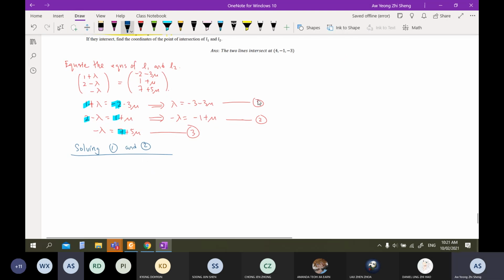Now I pick equation 1 and 2 to solve. So focusing on the equations 1 and 2, you can solve those two linear equations by substitution or elimination, whichever you prefer. I choose 1 plus 2 and find that to be easy. I get 0 on the left. This will be negative 4 minus 2 mu, which means 2 mu is minus 4, which means mu is minus 2.